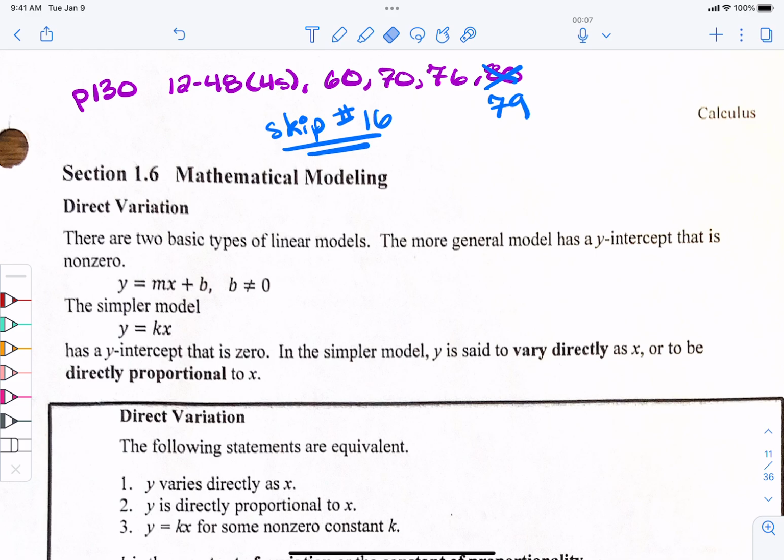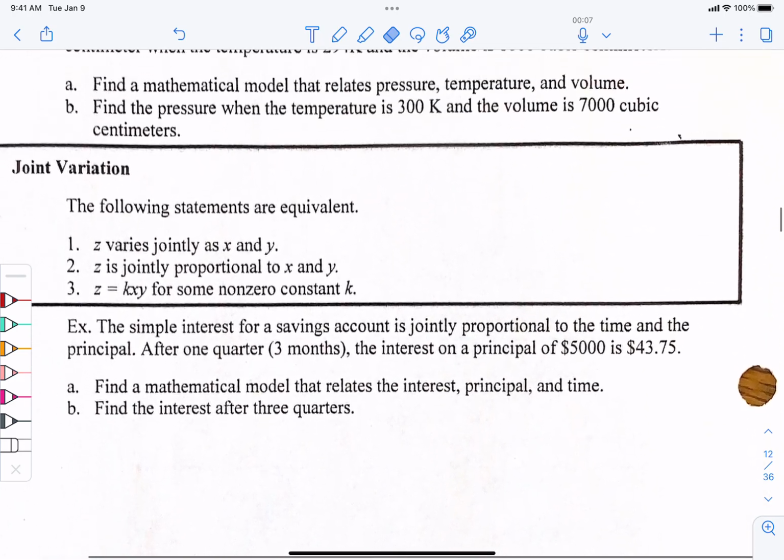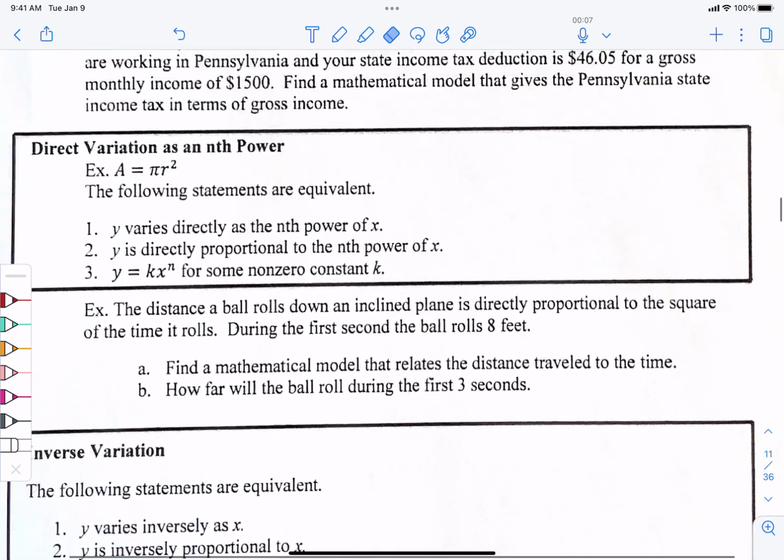This is 1-6. This is the last section in the chapter, folks, okay? I made them a deal and I said, here's the deal, okay? This is the homework assignment for this section. And 1-6, mathematical modeling, we will get through these notes today. They are not very long. It looks like there's a lot of examples, but they're really not that bad.